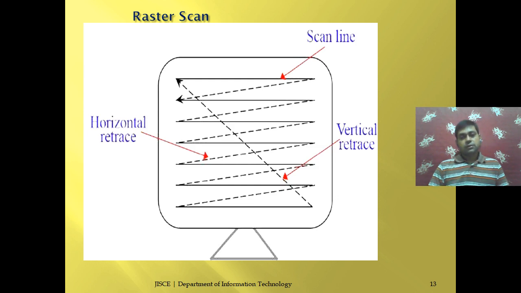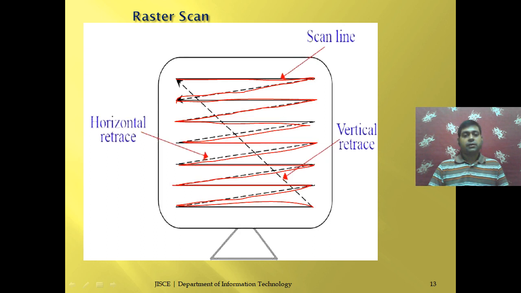So this is the way the raster scan works. If we see here, from left to right these lines are there, and it retraces back to the left side, and again it starts scanning the line, and so on and so forth. So retracing is done, and this is the way.